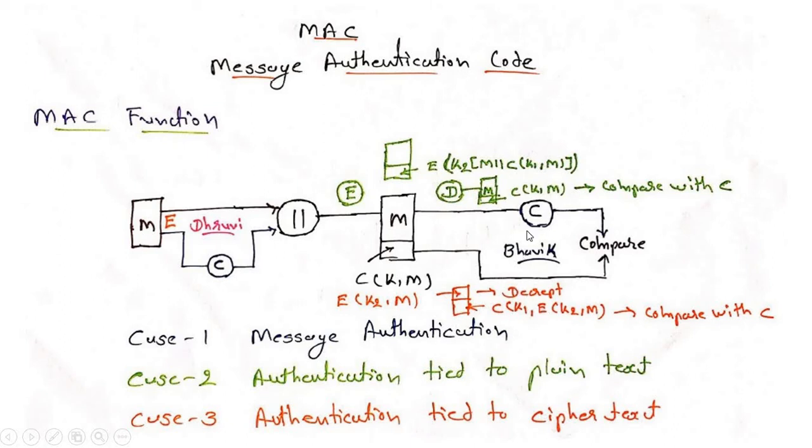Same thing, whenever Bhavik receives the message, Bhavik will decrypt the entire message and compare it with the original message or secret key. Suppose Bhavik gets the same result, so again in the third case Bhavik will get the authentication about the message. So there are 3 cases for message authentication by the MAC function.